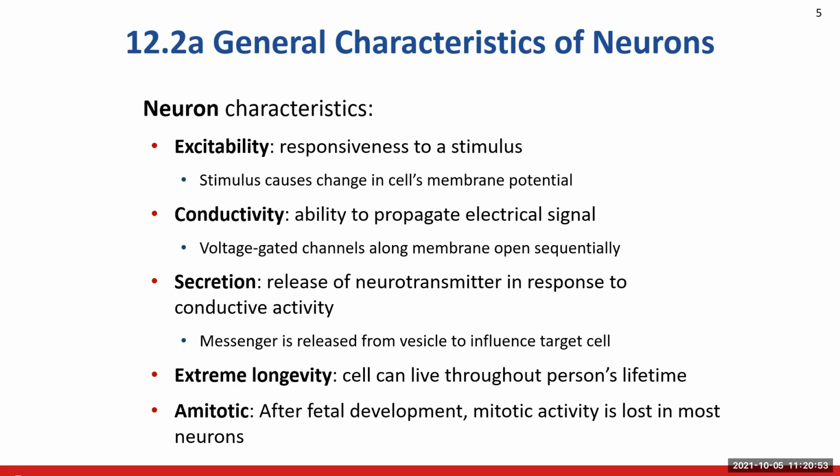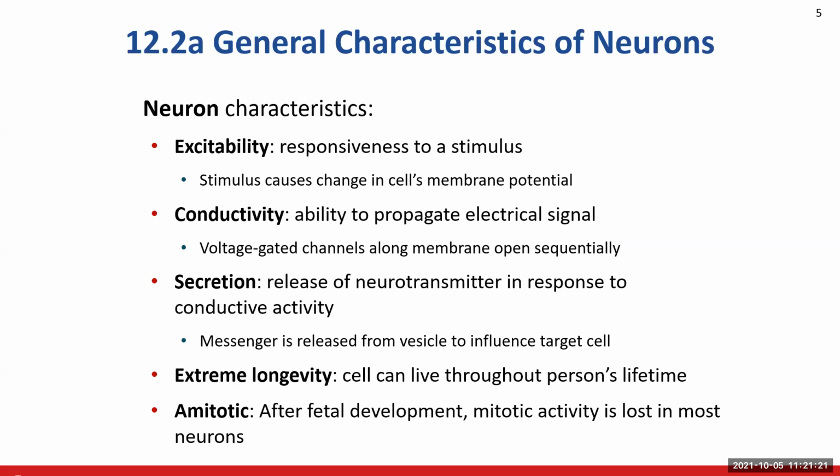We said before how the nervous system uses electrical signals for its communication. And that's where conductivity comes in. It's the ability to propagate. That means we're going to generate an electrical signal, and then we're going to maintain it. So when we talk about conductivity, that's the ability to propagate the electrical signal.